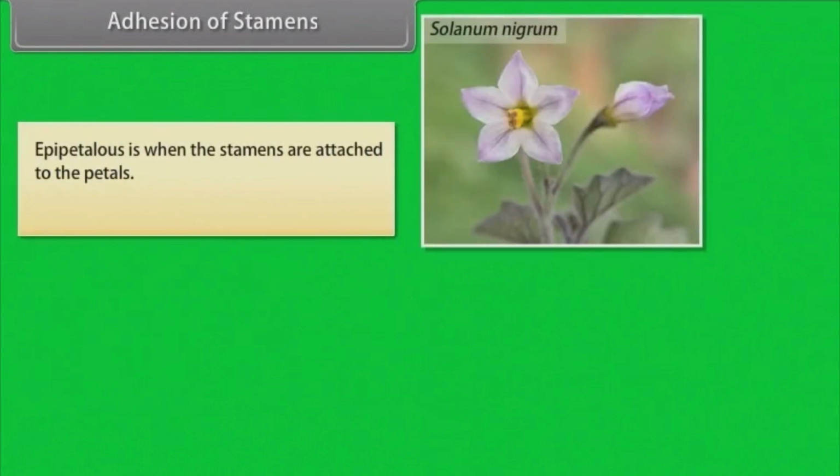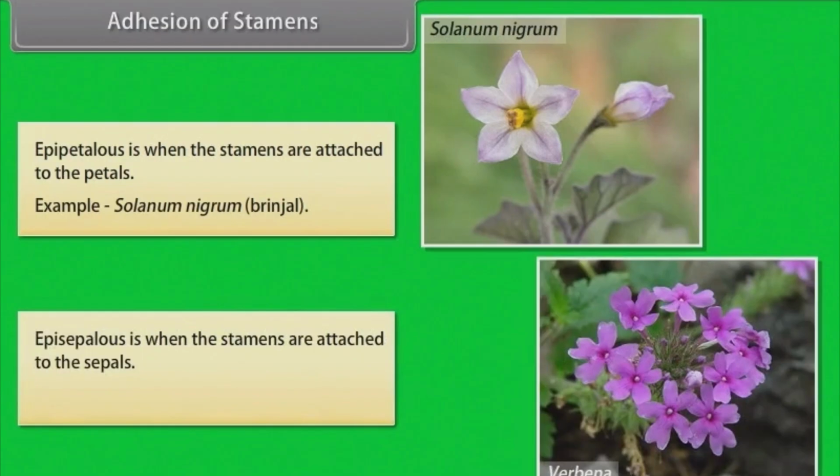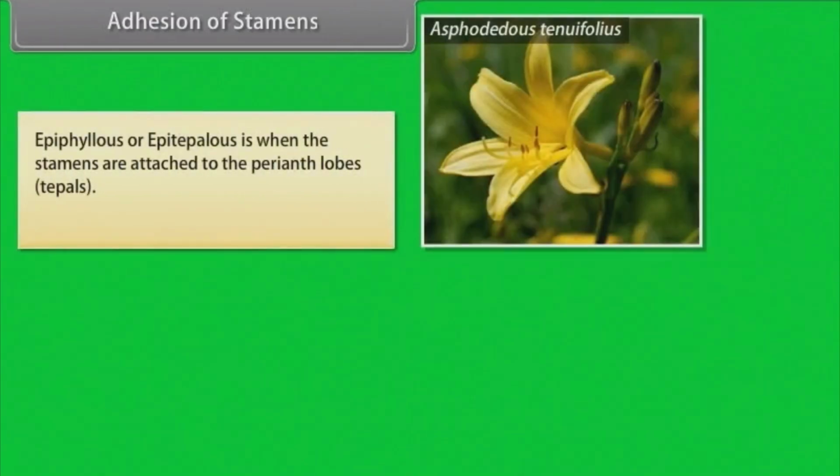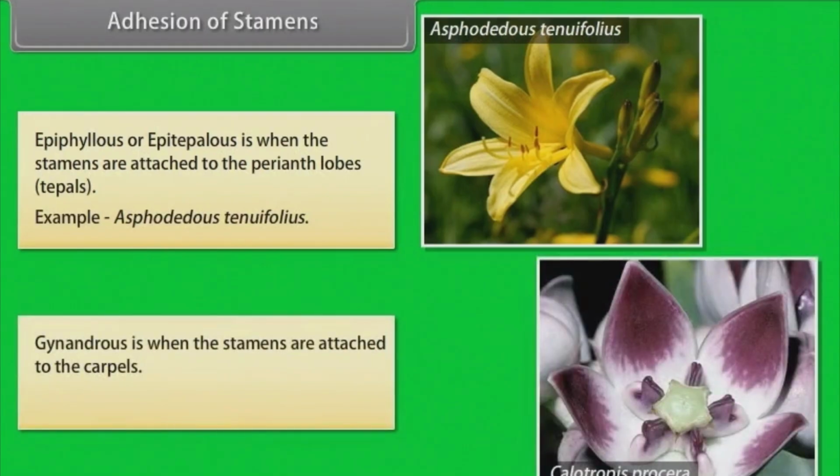Epipetalous is when the stamens are attached to the petals. Example: Solanum nigrum, brinjal. Episepalous is when the stamens are attached to the sepals. Example: Verbena. Epiphyllous or epitepalous is when the stamens are attached to the perianth lobes, tepals. Example: Asphodelus tenuifolius. Gynandrous is when the stamens are attached to the carpels. Example: Calotropis procera.